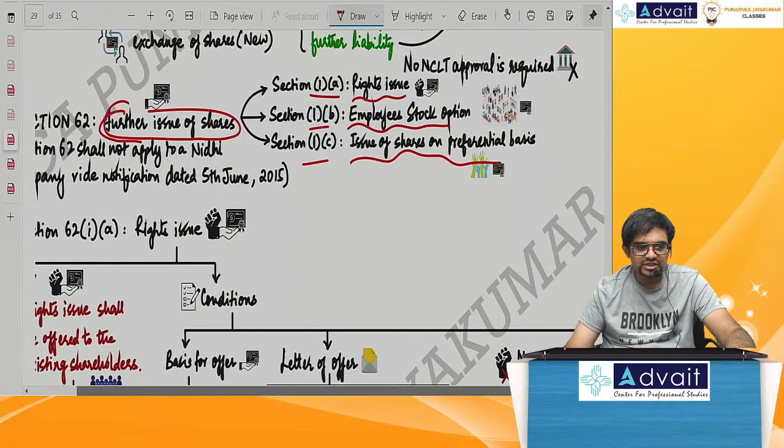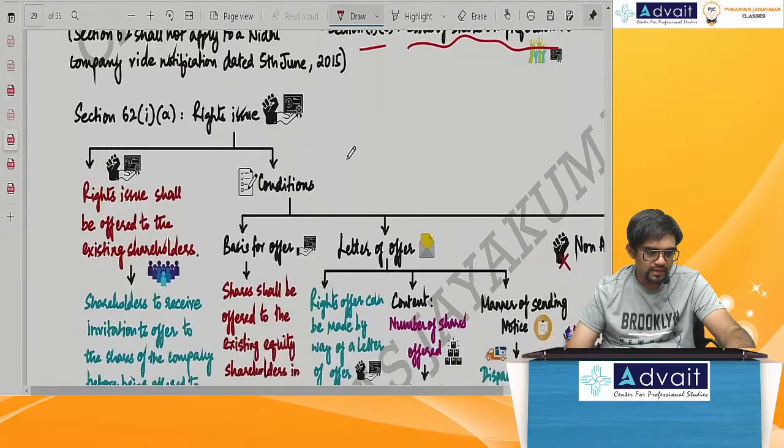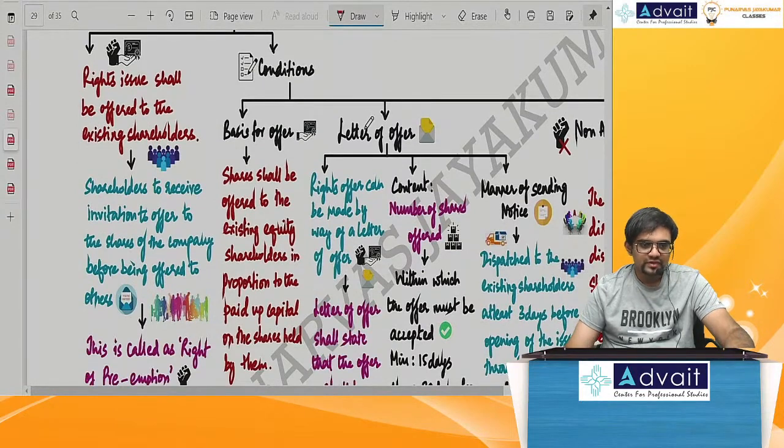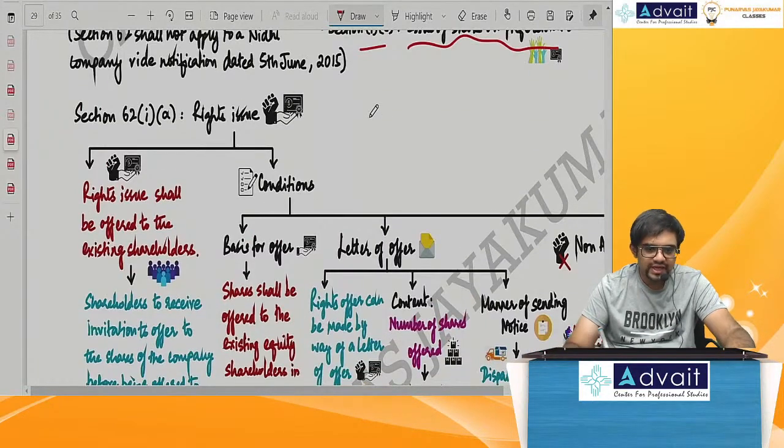62(1)(a), 62(1)(b), 62(1)(c). Now, what do you mean by right issue? A right issue shall be offered to the existing shareholders. In what way? Very simple. This was the biggest right issue that happened, by Reliance, guys.